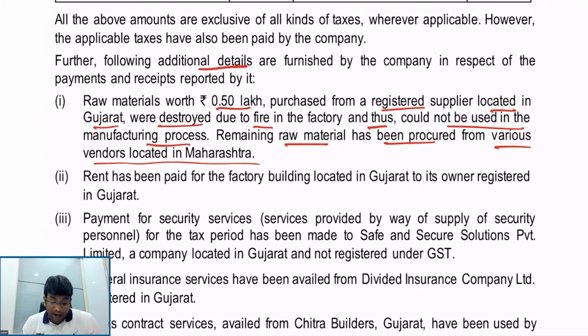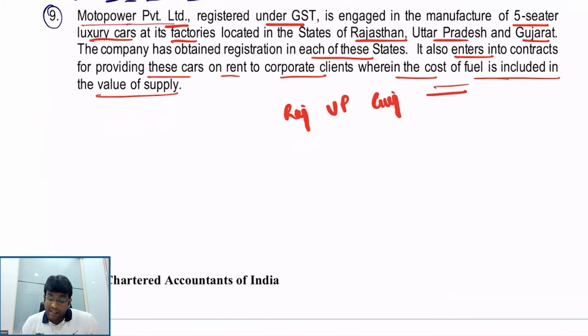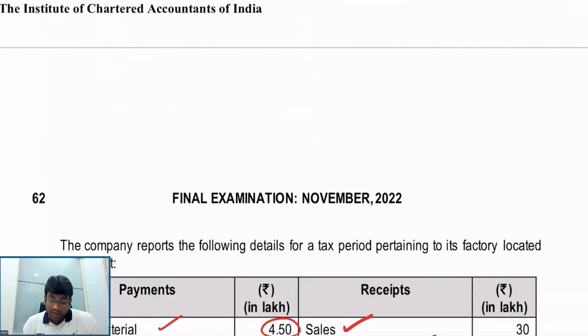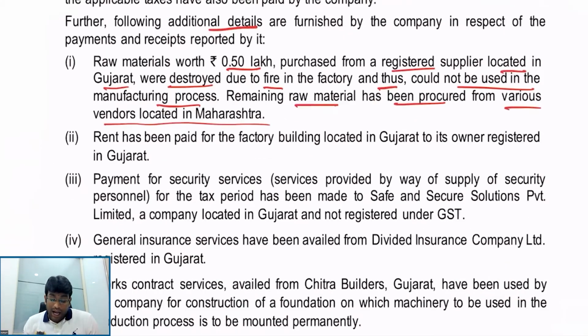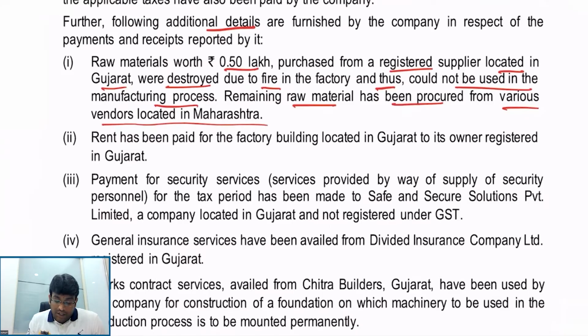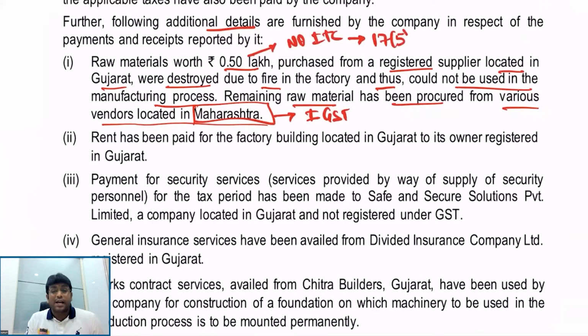And we are talking about our person, where is he? Our person is in Rajasthan, Uttar Pradesh, Gujarat. And he is giving the details related to Gujarat. Correct, no? He is giving details related to Gujarat and he has purchased other materials from Maharashtra. So for those others, we will charge IGST. And for this 50,000, there is no input tax credit because this is blocked under section 17 subsection 5. Goods lost or stolen or destroyed or disposed of or written off by way of gift or free samples. Credit is not allowed.